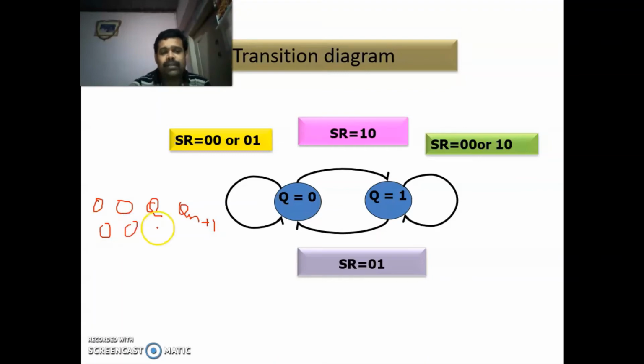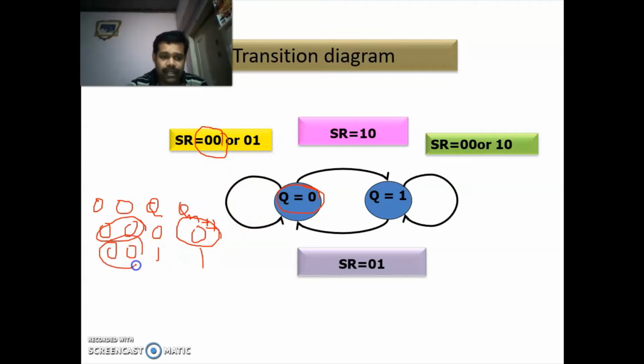0, 0, 0 means 0, 0, 0, 1 means 1. Then first I will explain this one. So you are in 0, 0, your input is 0, 0, and when Q is 0, the Q of n plus 1 will be 0. So it will be in the same state. So we have written it here.